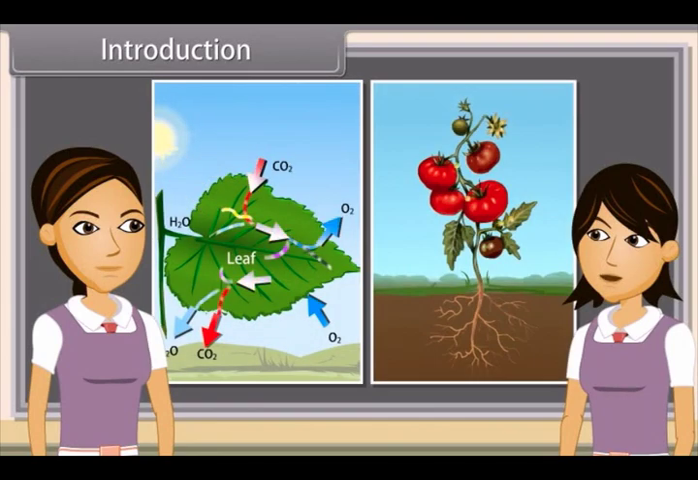Likewise, the food produced in the leaves has to be transported to other parts of the plant, including the stem, the roots, flowers and fruits, etc. All this transportation is the function of conducting tissues.